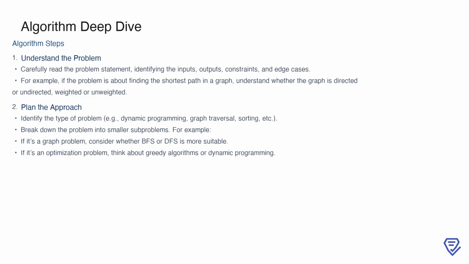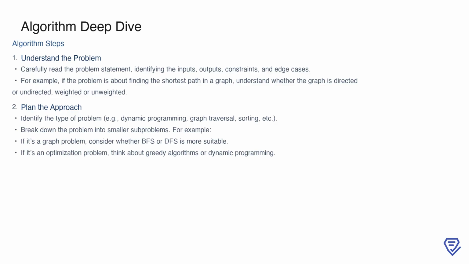To solve any algorithmic problem effectively, the first step is to thoroughly understand the problem. This means carefully reading the problem statement and identifying the key components. What are the inputs? What are the expected outputs? What constraints must be honored? And what edge cases should be handled? For example, if the problem is about finding the shortest path in a graph, you would need to determine whether the graph is directed or undirected, and whether it has weighted or unweighted edges.